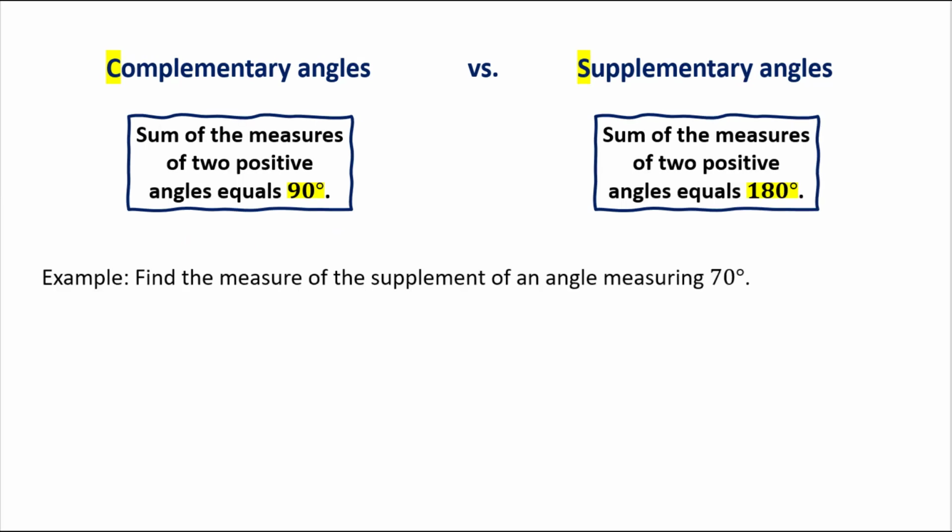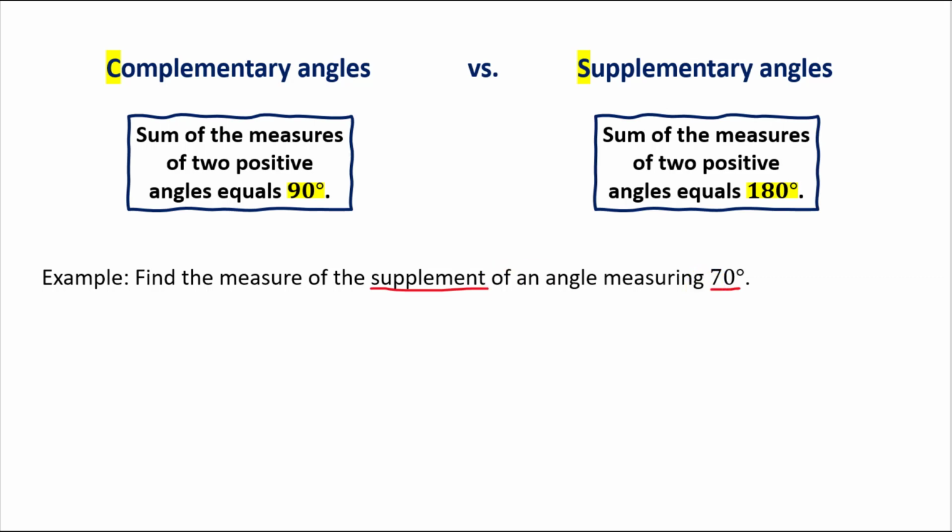Now let's try an example. It says that we need to find the measure of the supplement of an angle measuring 70 degrees. So the key word is the supplement. That means that we have to find an angle such that that angle and the 70-degree angle are supplementary angles. In other words, their sum is 180.